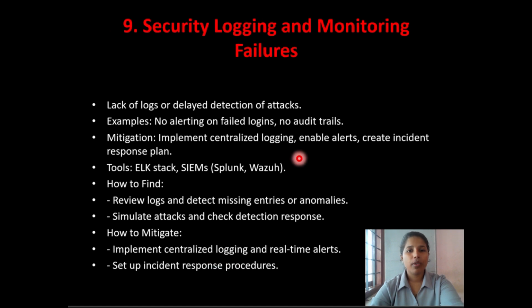Now let's talk about the ninth, that is security logging and monitoring failure. Even if your app gets hacked, you really should know it. Many of you don't know because there is no logging or monitoring. This means incidents go unnoticed, with no alerts for weeks or even months. So how do we find out this issue? Let's look at that. Simulate an attack like multiple failed logins and see if it triggers any alert.